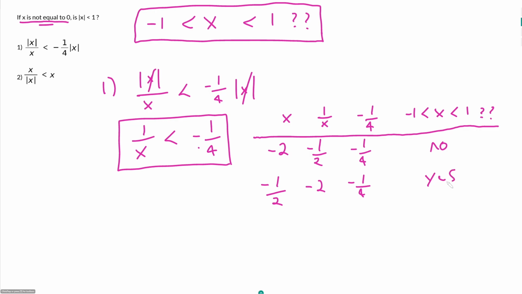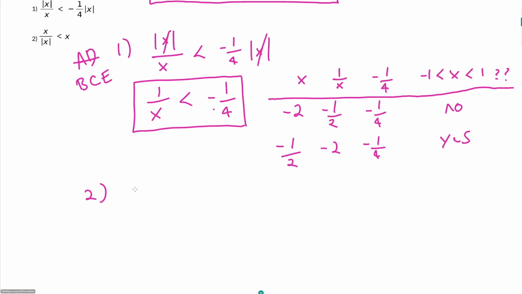And now I have a yes to my question, which makes me good to say that I have proven insufficiency for statement 1. Statement 2 says x over the absolute value of x is less than x.